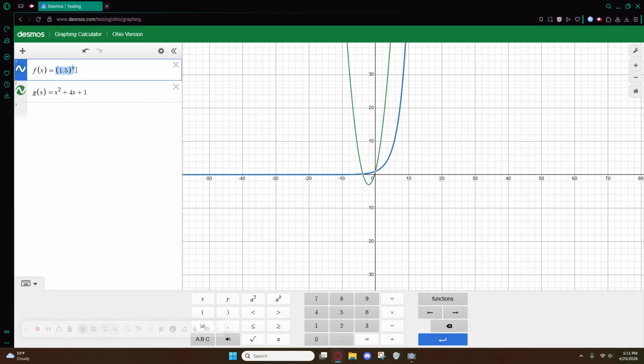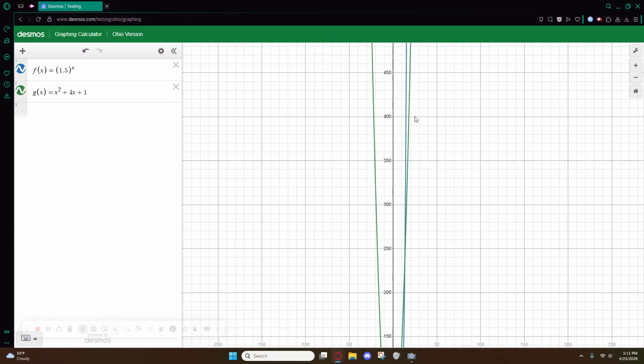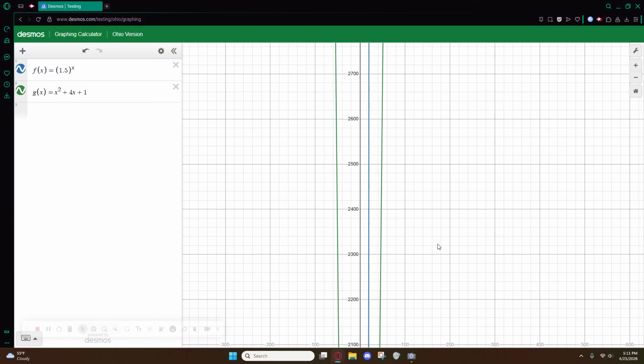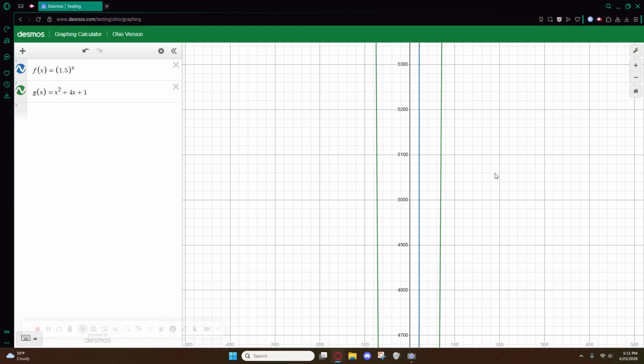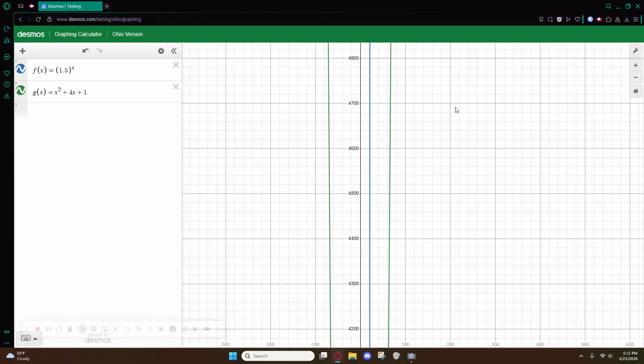Okay? So when you have a situation where you have an exponential function versus a quadratic function, as x gets higher and higher, there will eventually come a point like this where the exponential function of 1.5 to the x just completely pulls away from a quadratic function.